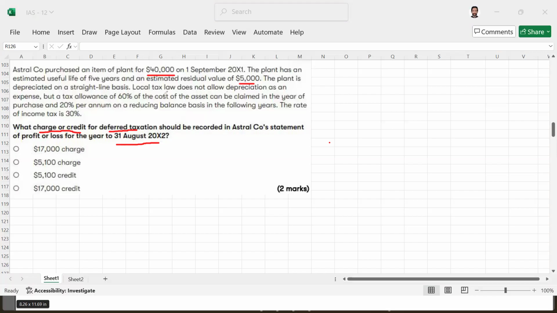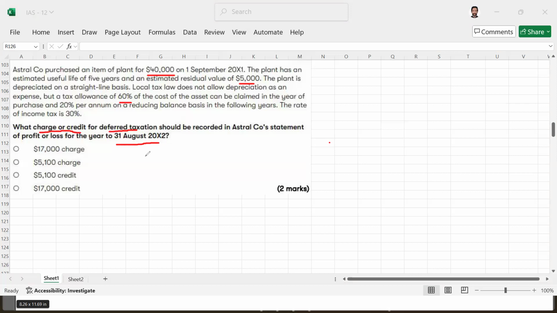Local tax law does not allow depreciation as an expense, but a tax allowance of 60%. So the tax authorities do not allow the depreciation, whereas the accounting conventions allow the depreciation. The tax authorities are generous and offer a tax allowance of 60% of the cost of the asset that can be claimed in the year of purchase, and 20% per annum on a reducing balance basis in the following years. We do not have to look at the 20% because we're only concerned with the first year, because they want us to find the charge or credit after 1 year.